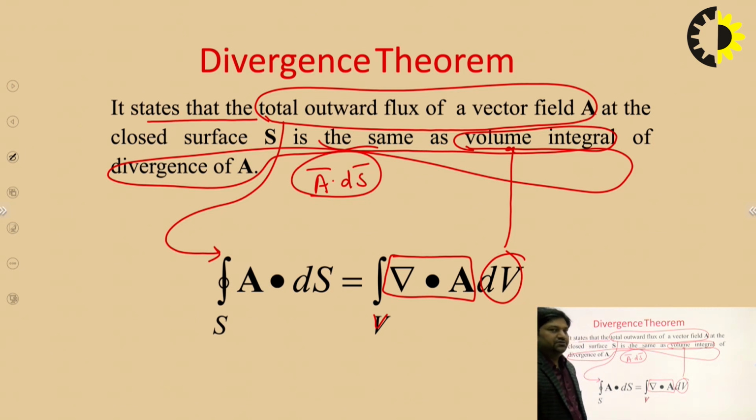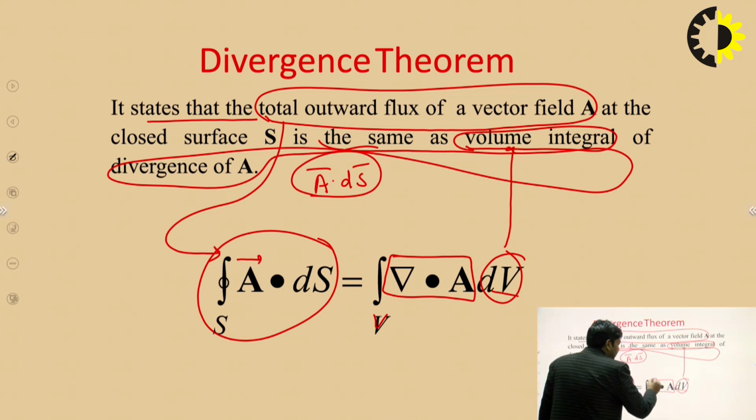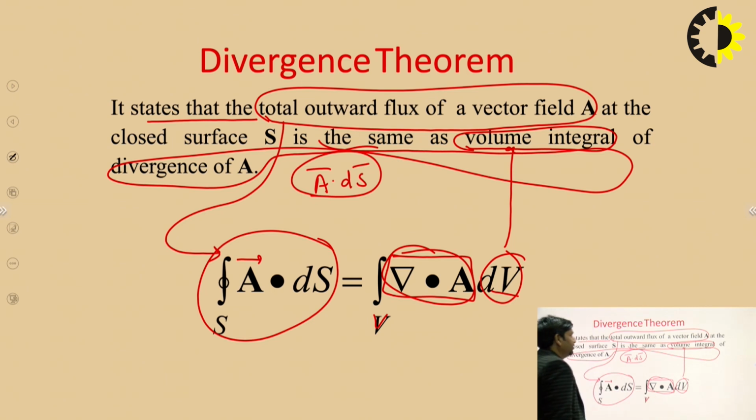The Gauss divergence theorem is the method to convert the surface integral to the volume integral. That means the total outward flux is equal to the volume integral of the divergence of that particular vector. That is called the divergence theorem. How do we calculate the total outward flux? We calculate it by A dot ds. This is the vector A, and A dot ds is the total outward flux through that particular surface, which is equal to the volume integral of the divergence of that vector. That is called the divergence theorem.